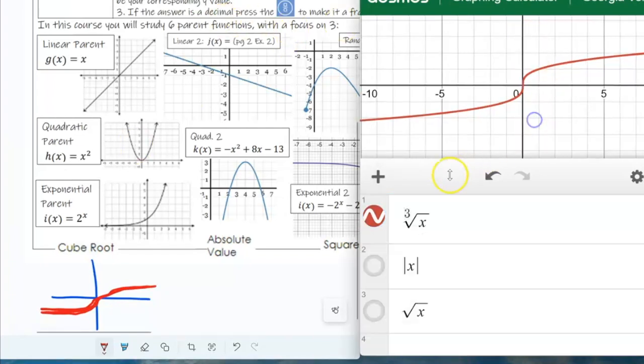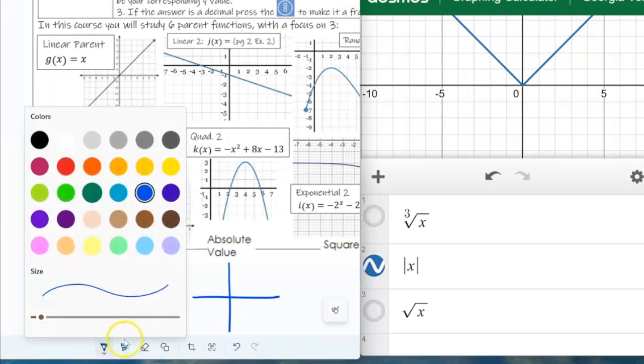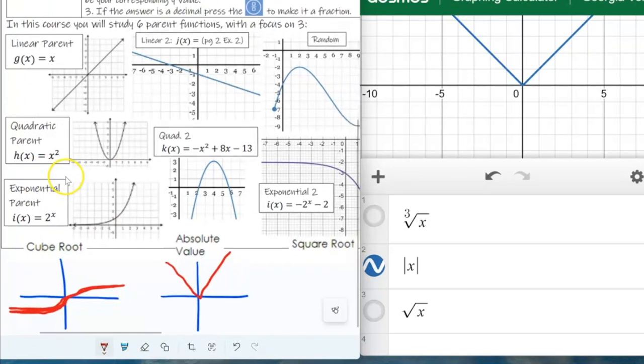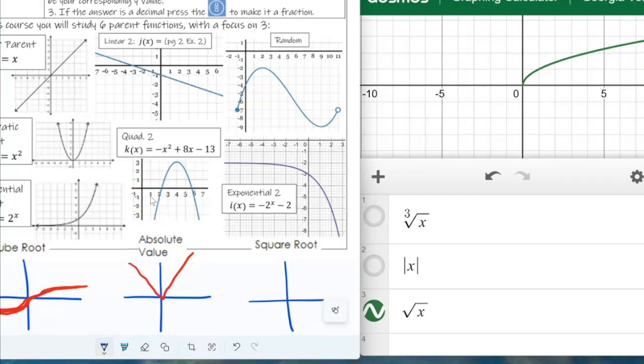We're going to take a look at absolute value. So absolute value looks like this, and it looks like a V. Okay, so again, we're going to go ahead and draw that real quick. So the axis, and then absolute value looks like a V that goes through 0, 0. Finally, we're going to draw square root. And that looks like half of a, well, actually, I'm not even sure. So you guys come up with something that you can tell me what it looks like.